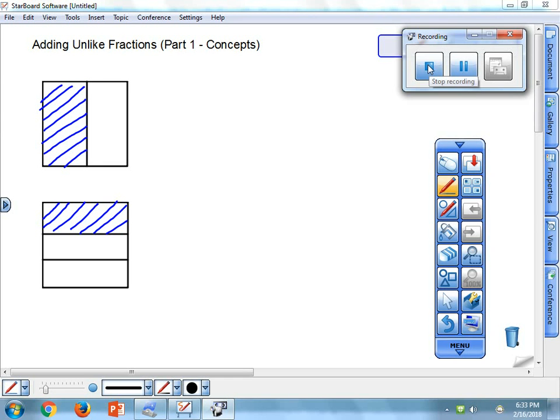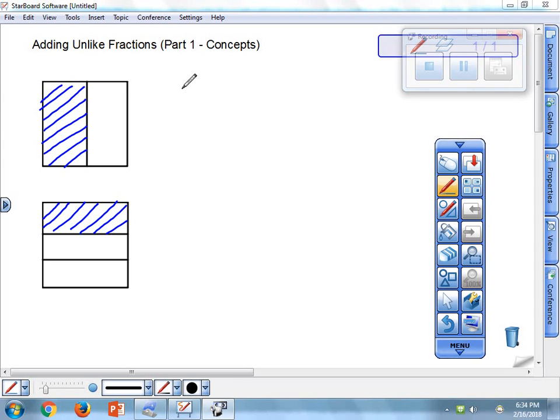In this first of a two-part presentation on adding unlike fractions, I'm going to cover the basic concepts behind how we can add two unlike fractions together, where unlike fractions means that the denominators are different from one another. So I've drawn two unit squares, and each of them is subdivided into a different number of equal-sized parts.